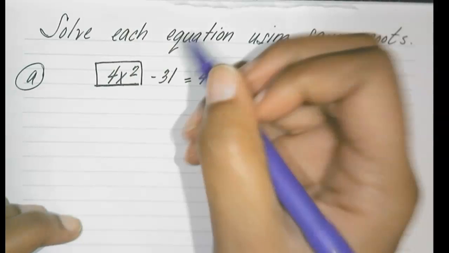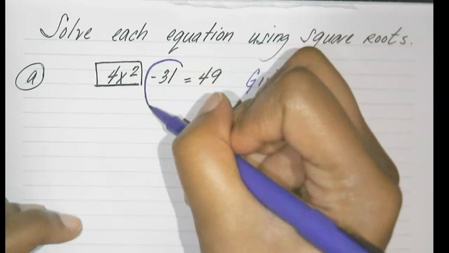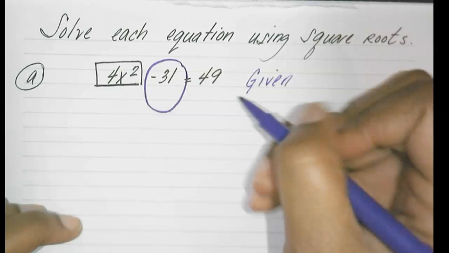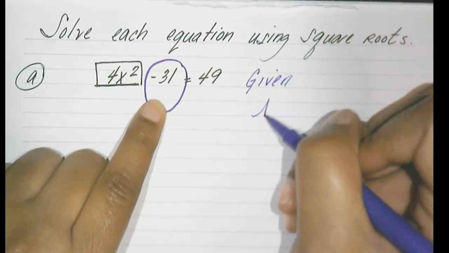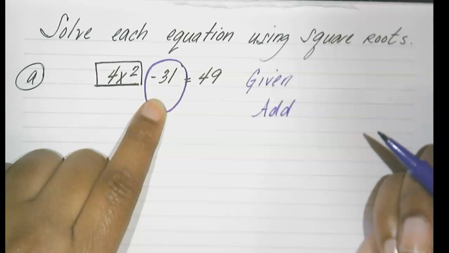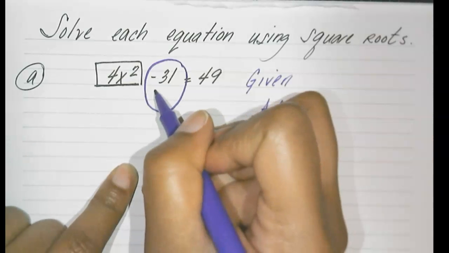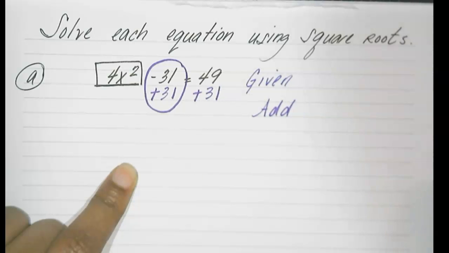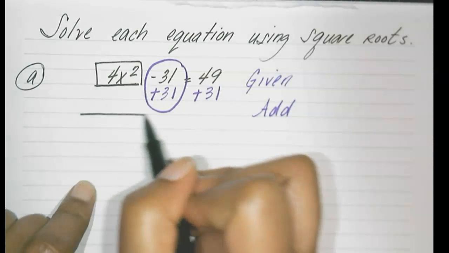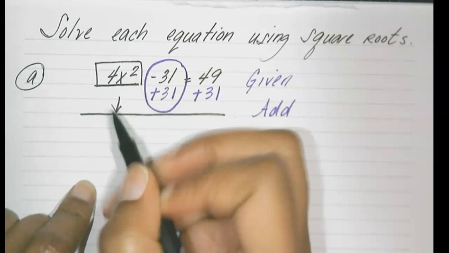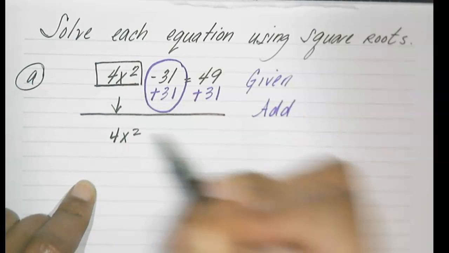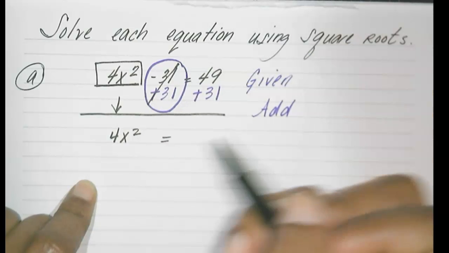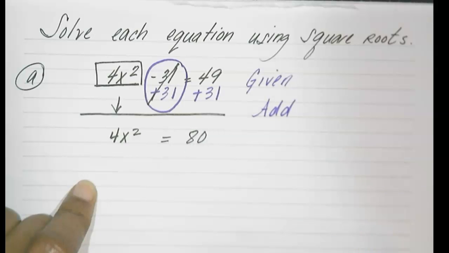Okay, get rid of the negative 31. Get rid of the negatives in your life as well, okay? So the only way to get rid of this negative or minus 31 is to do the opposite or the inverse of subtracting 31, and we are going to add 31 on both sides, okay? When we do so, we will be left with 4x squared. Negative 31 plus 31 is gone. And over on the right side, we are left with 80.